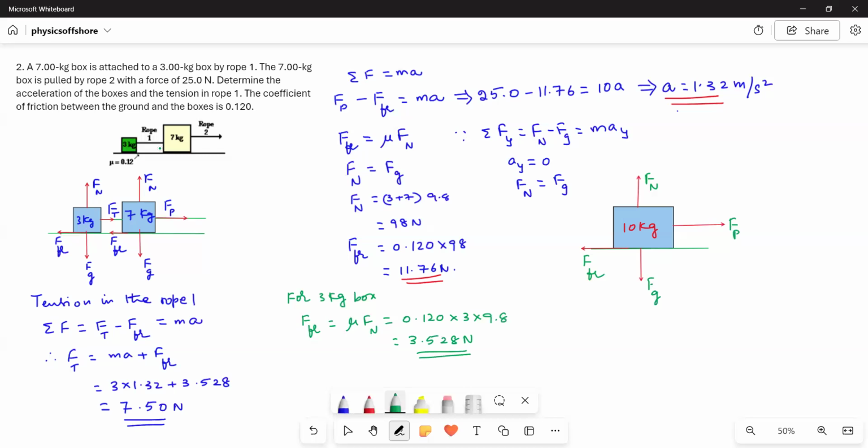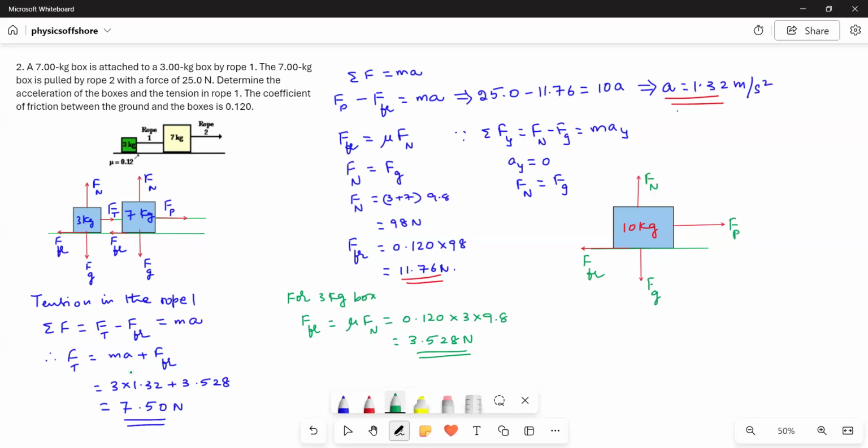Now, next comes the tension in the rope 1. For that, sigma F is equal to F tension. Again, the net force is equal to MA. So the net force is tension minus friction is equal to MA. Here you are seeing, for the 3 kg block, now the 7 kg block is out of the system, because we have to find out the tension in the connecting rope. So Ft minus F friction is equal to MA, or Ft is equal to F friction plus MA.